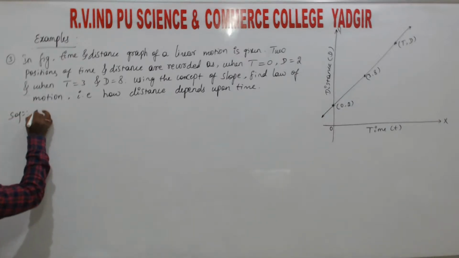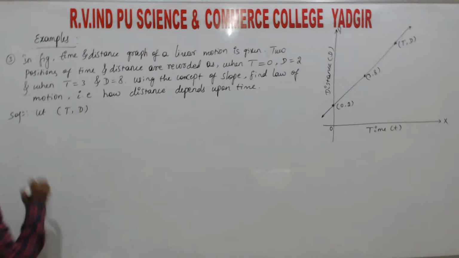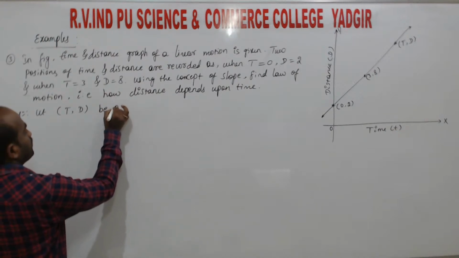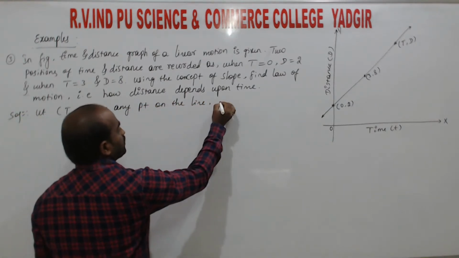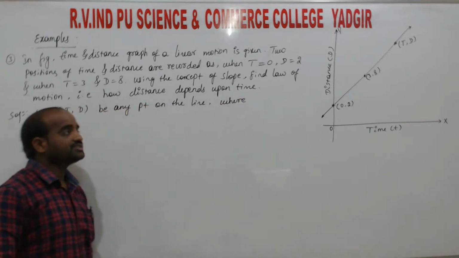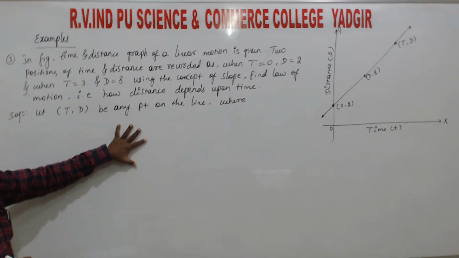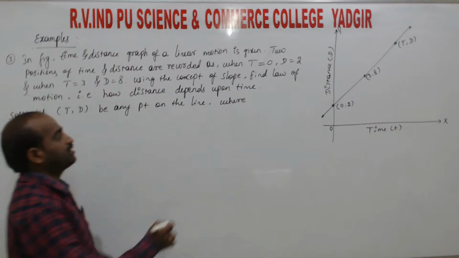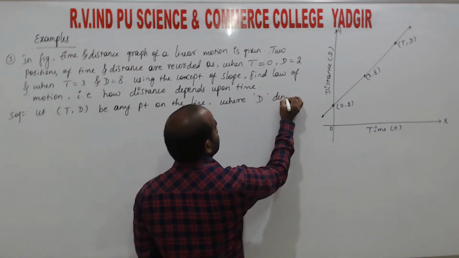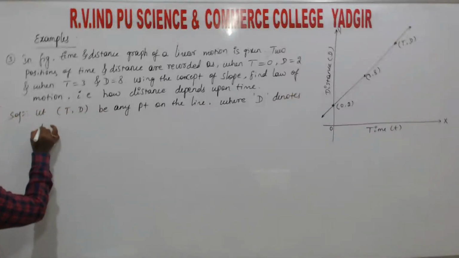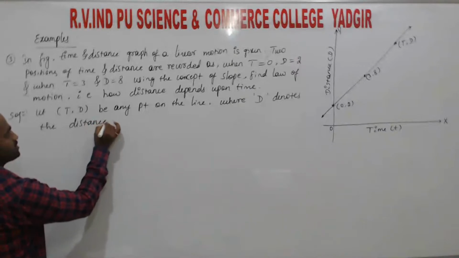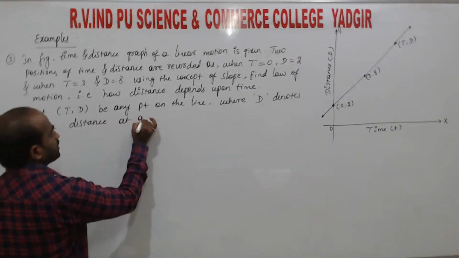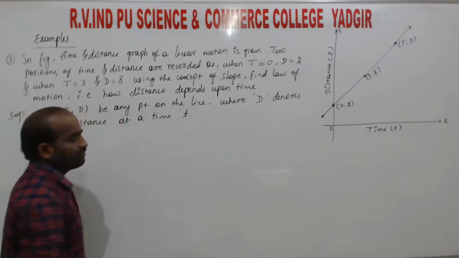Solution: let (t, d) be any point on the line, where d denotes the distance at a time t.